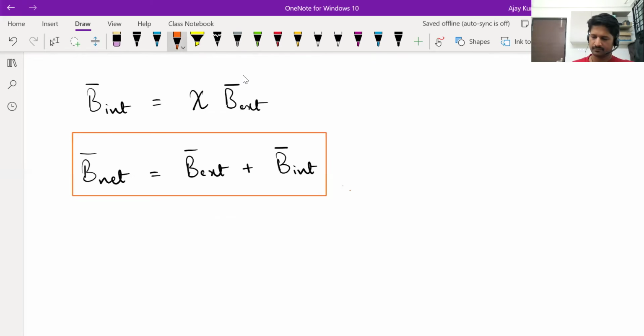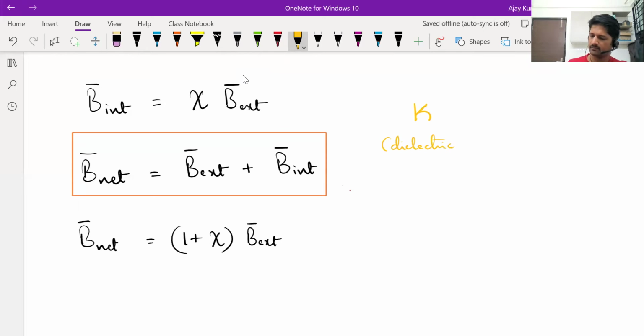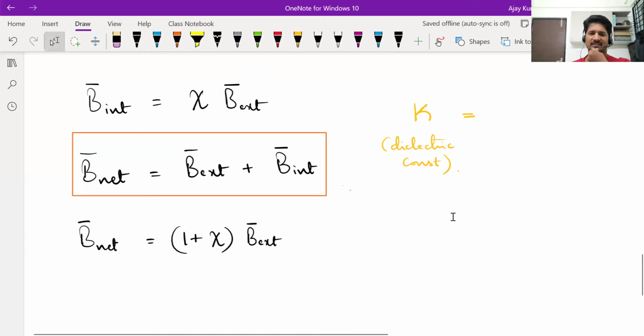Yes. Right. And B internal is x times B external. So we can write this as net magnetic field in a material is (1 plus x) times the external magnetic field. Okay. Can one of you tell me the basic formula for dielectric constant in a material? How is dielectric constant defined?